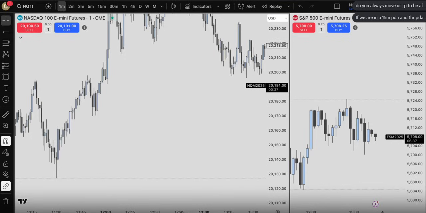The higher time frames always have more significance, but it really depends on how price is moving. If my higher time frame bias is bullish and it's a bullish hourly and a bullish 15-minute, I'll use a 15-minute so I can take less risk with a 1-minute execution.